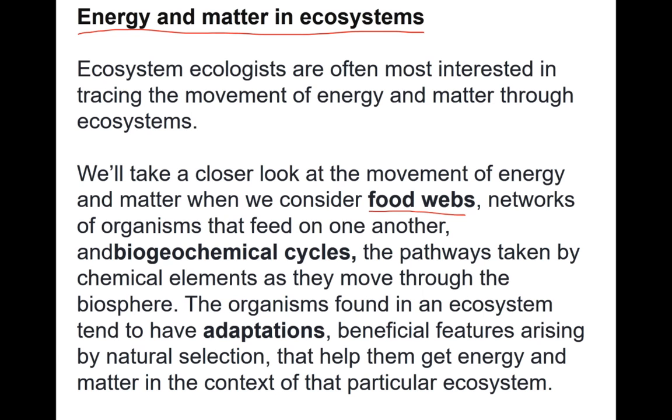So let's go back to food webs: networks of organisms that feed on one another, and biogeochemical cycles, the pathways taken by chemical elements as they move through the biosphere. The organisms found in an ecosystem tend to have adaptations, beneficial features arising by natural selection that help them get energy and matter in the context of that particular ecosystem.